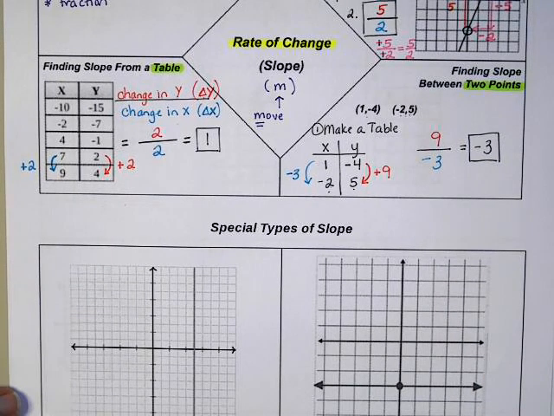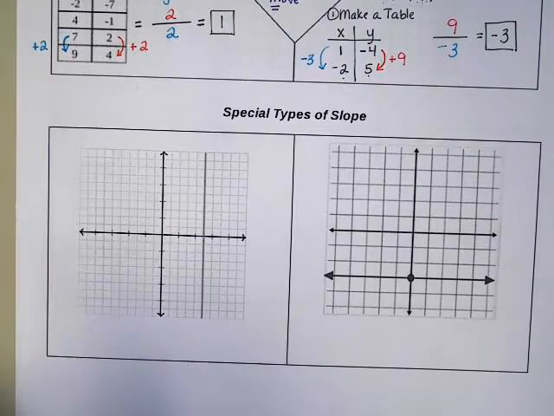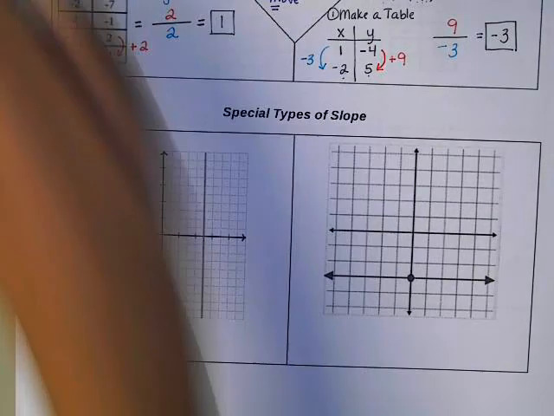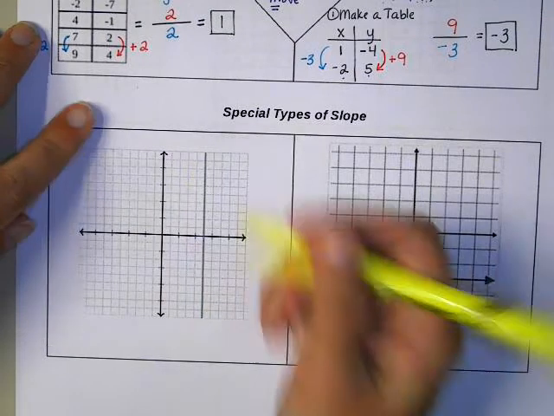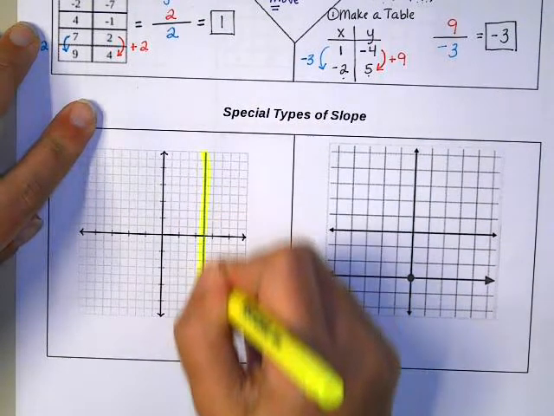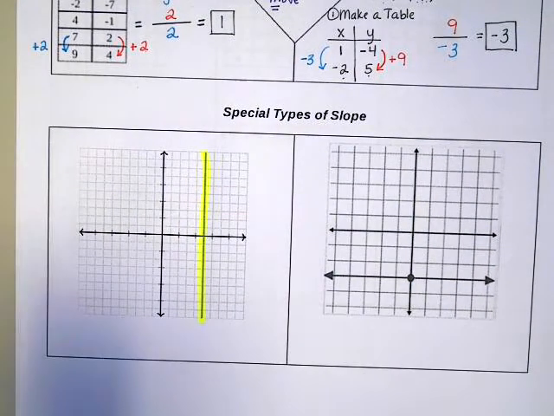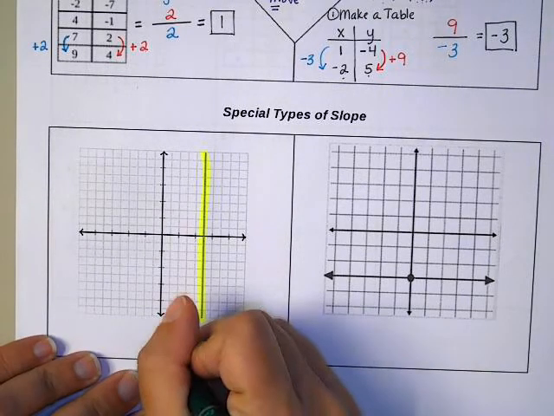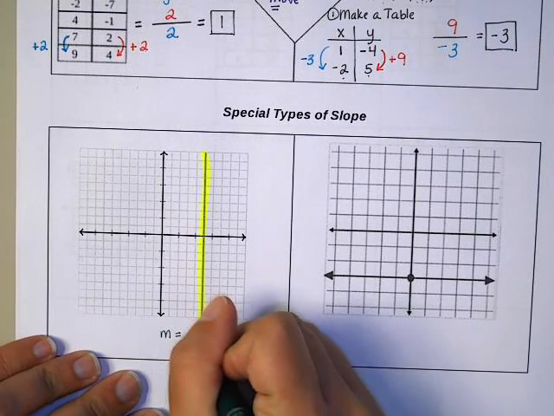Finally, let's talk about two special slopes. So the first special slope is the slope that we get when we have a vertical line. If we have a vertical line, we say that our slope is undefined.